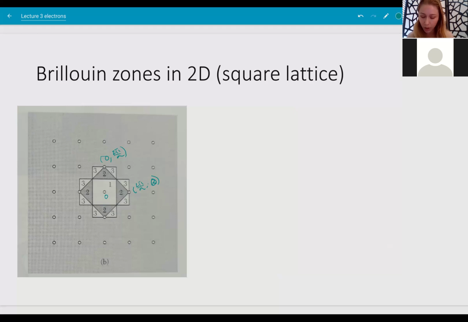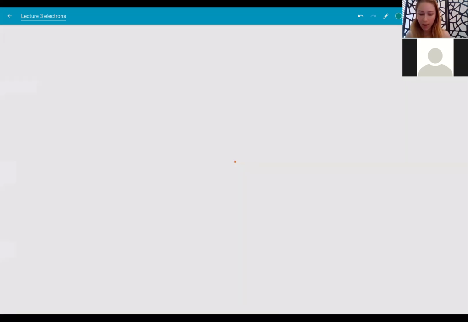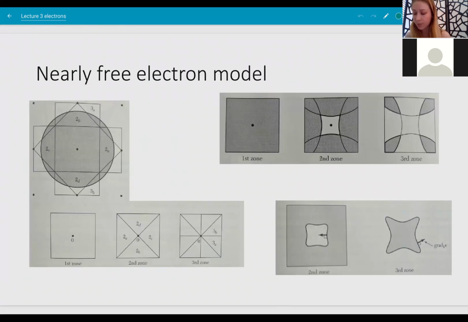Okay, so the way that we add the lattice to the free electron gas is as follows. I will just describe what is happening here. I want you to focus on this view graph right here, the one on the left.